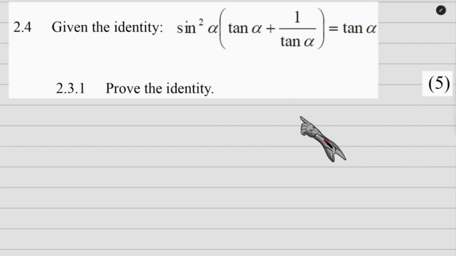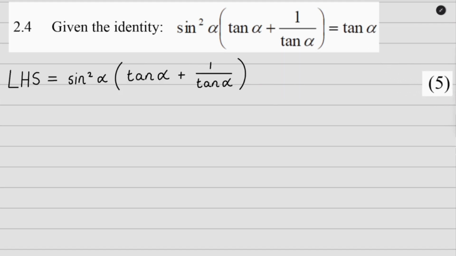In question 2.4, we've been given an identity and we need to prove the identity. So we're going to start off by grabbing the more complicated side of the equal sign. The left hand side looks very complicated, so we're going to start off by grabbing the left hand side. And now I'm going to analyze the left hand side.